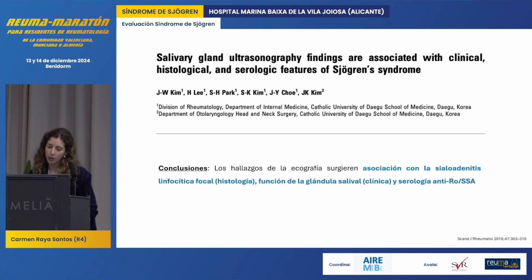This 2018 article, also a bit older, already showed this here. The usefulness of ultrasound, especially because it correlates with what is observed in the biopsy, with the clinical presentation, and with serology, particularly with anti-Ro antibodies.